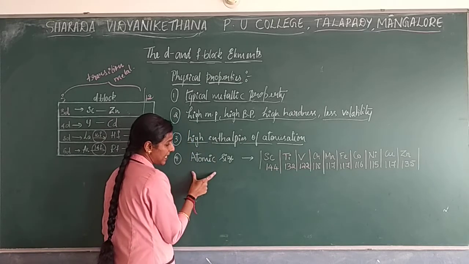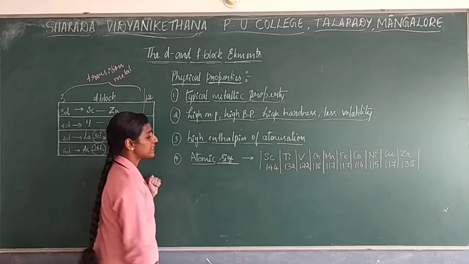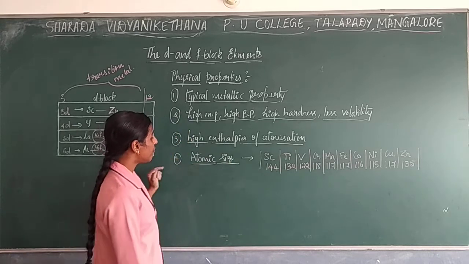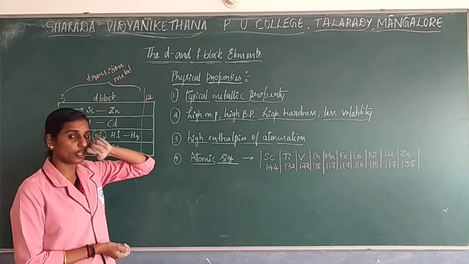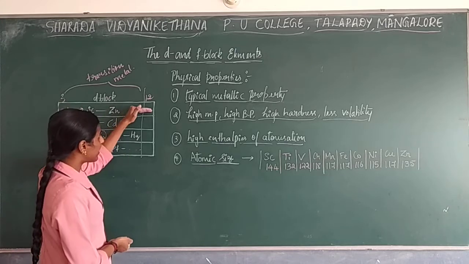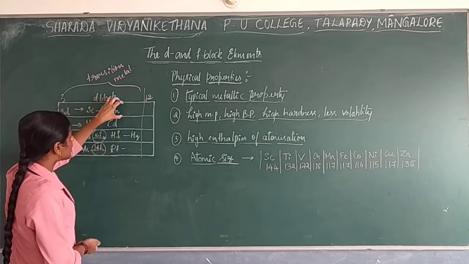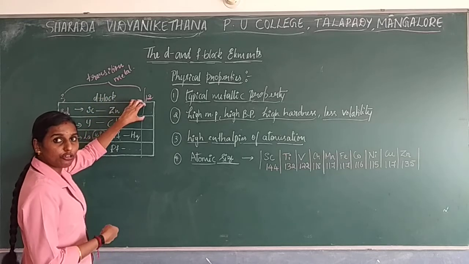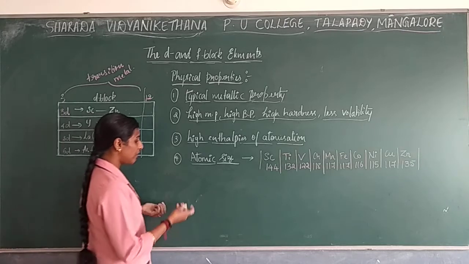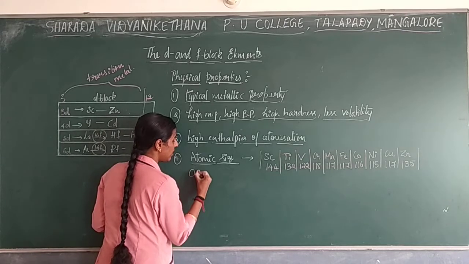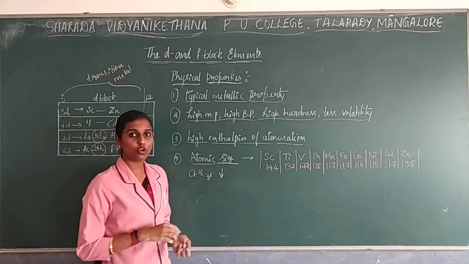The fourth property is atomic size. The fourth property that we are going to discuss is regarding atomic size. So now we will go with the series. Along the period, what will happen to atomic size? As you go along the period, the number of shells will be the same, the number of shells present around the nucleus. As you move along the period, atomic size will go on decreasing.